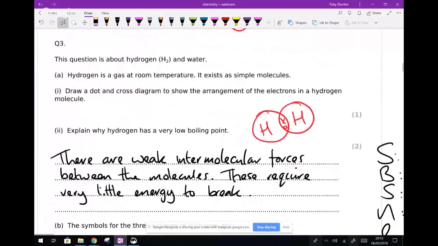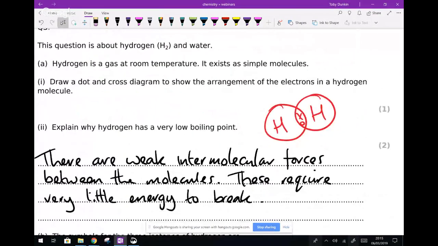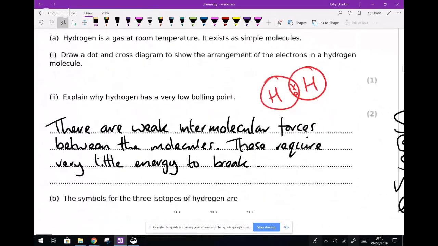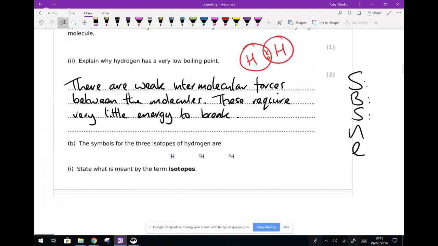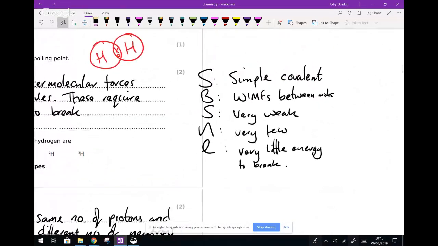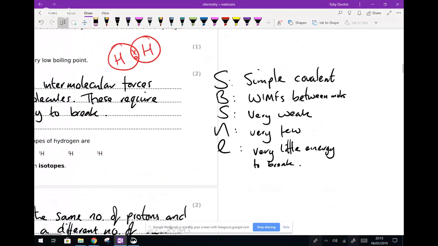Next, give the arrangement, show the dot and cross diagram for hydrogen. It's only got 1 shell. People put 8 in, please don't. Explain why it has a very low boiling point. There are weak intermolecular forces between the molecules. These require very little energy to break. I gave the full Susan Boyle for that one. Simple covalent, weak forces between the molecules, very weak, very few, very little energy.